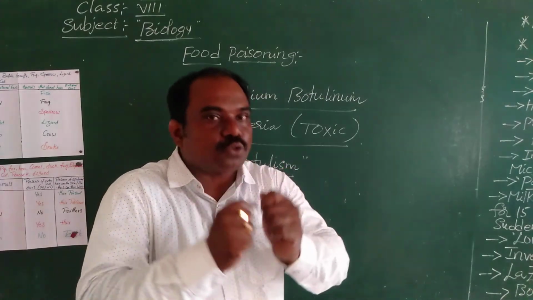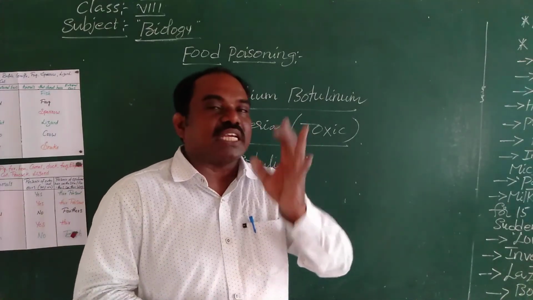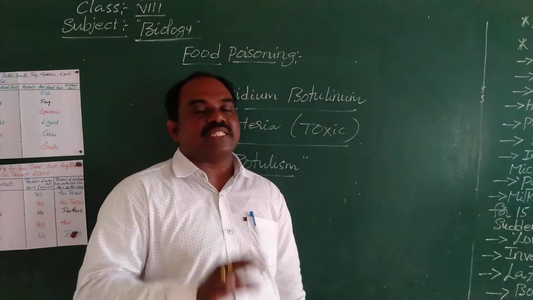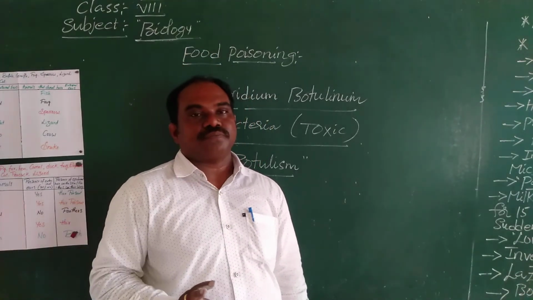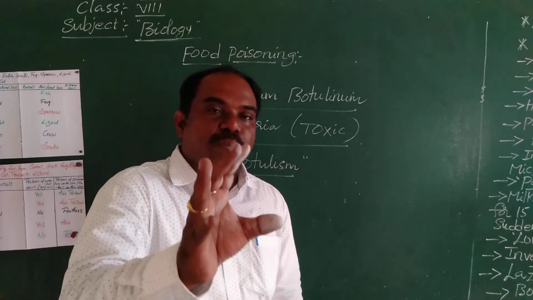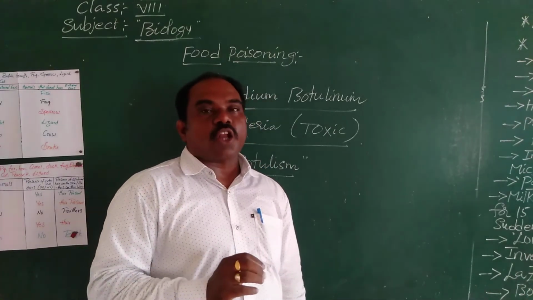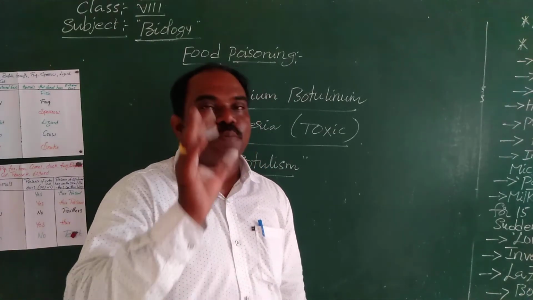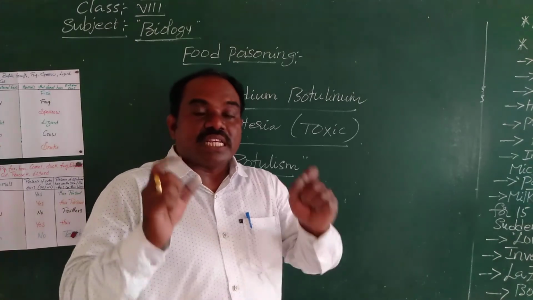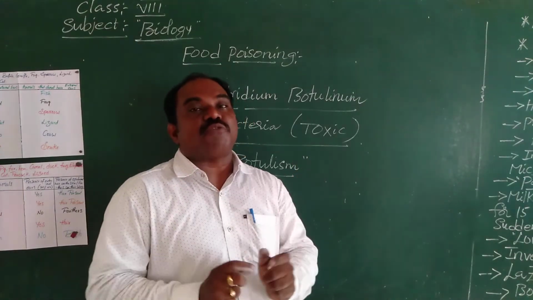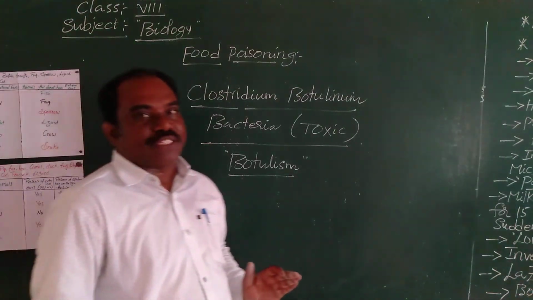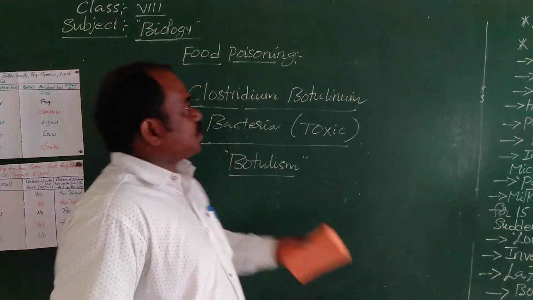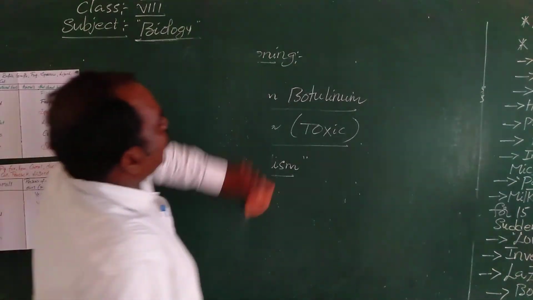Do you understand, my dear students? Food poisoning, contaminated food materials. Consumption of such food is very dangerous. Most of the people eating contaminated, spoiled food materials suffer a very harmful effect on our body. This is food poisoning. Next, food preservation.